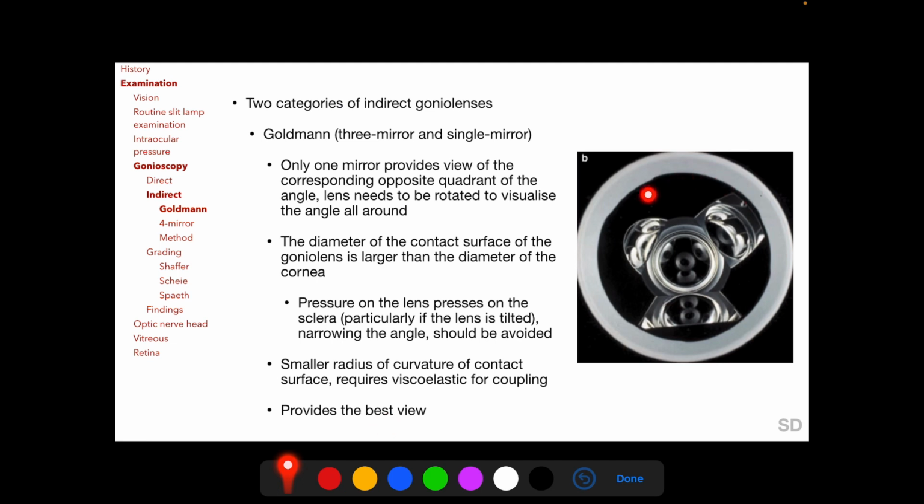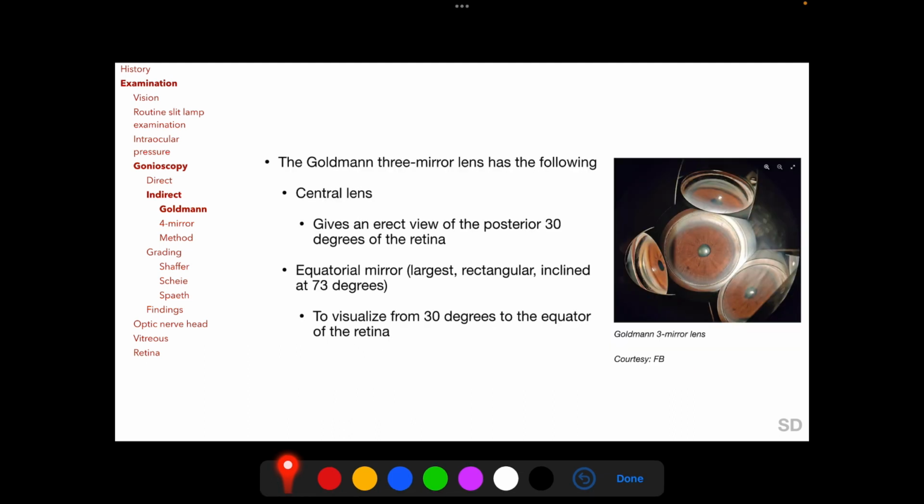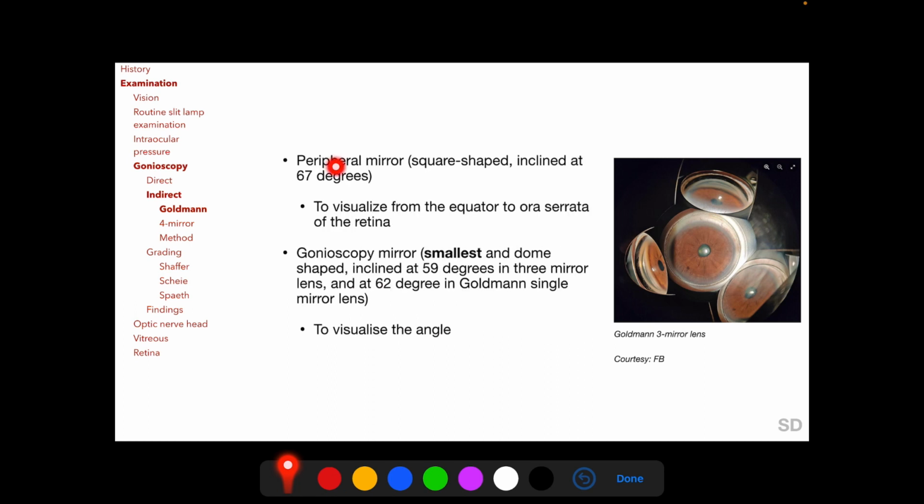In this photograph, we see a 3-mirror Goldmann lens. The Goldmann 3-mirror lens has a central lens and 3 mirrors. The central lens gives an erect view of the posterior 30 degrees of the retina. The equatorial mirror is the largest, is rectangular in shape and is inclined at 73 degrees, and it is used to visualize the retina from 30 degrees to the equator. The peripheral mirror is square-shaped and is inclined at 67 degrees and is used to visualize the retina from the equator to the ora serrata.